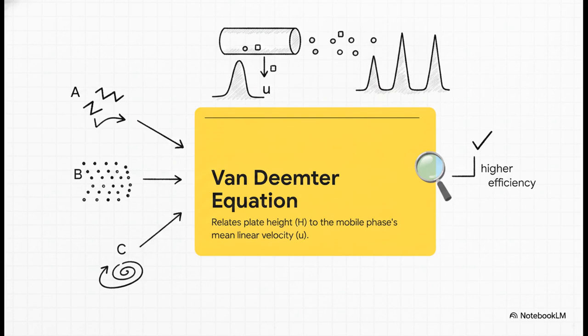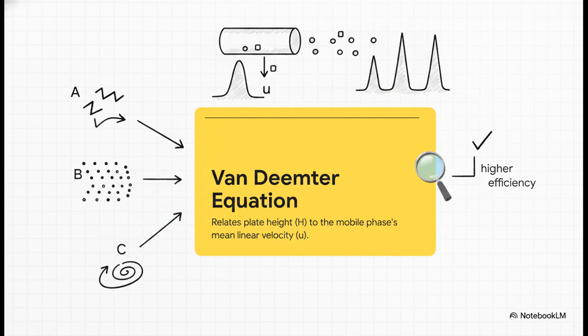Section 2, meet the Van Deemter equation. So the crucial point is, how do we actually wrangle all these messy kinetic realities into something we can control? Well, we use a famous formula proposed by Van Deemter. It was first used in gas chromatography and actually later expanded to liquid chromatography via the Knox equation. The simplified form is just beautiful. H equals A plus B over U plus C times U.